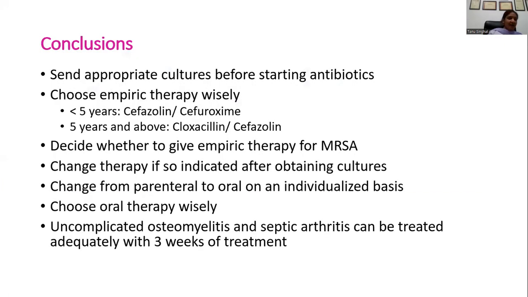So that is how I would like to conclude: please send appropriate cultures before starting antibiotics. Choose your empiric therapy wisely. In below 5 years, you can choose either cefazolin or cefuroxime. And 5 years and above, your choice is cloxacillin or cefazolin. And you can actually get access to these drugs because there are companies marketing them and they are quite reasonably priced. Decide carefully whether to give empiric therapy for MRSA, because if you start using it in patients and the culture is negative, you may have to use it for 6 weeks.